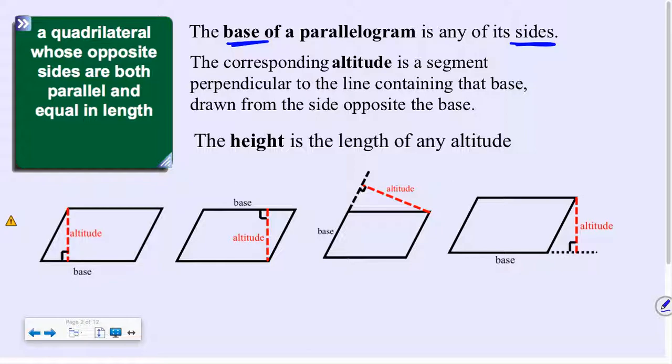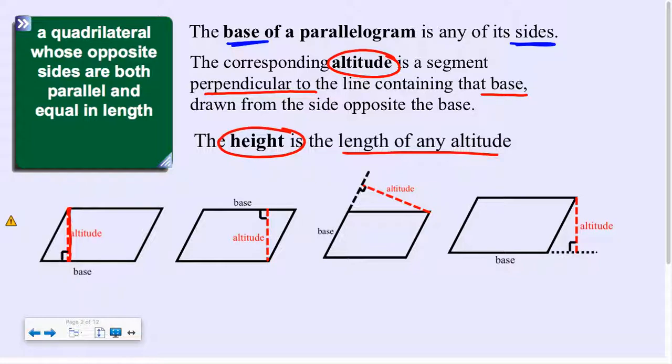The corresponding altitude is the segment that's perpendicular to that base. Back in chapter 5, we practiced drawing the altitudes of triangles. An altitude is defined as starting at a vertex, going to the opposite side to make a right angle. The length of the altitude is called the height. So altitude and height represent the same segment. The name of the segment is called an altitude. The length of it is its height.